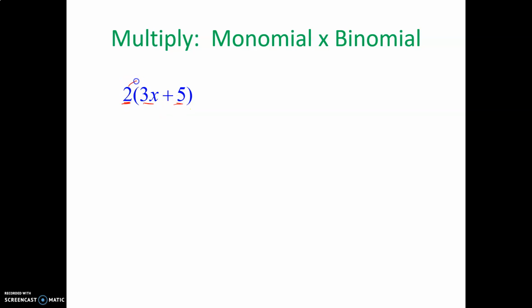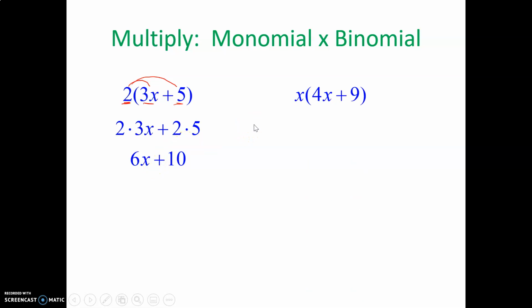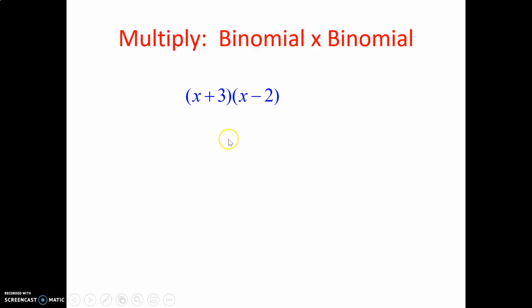When I do that, I distribute 2 times 3x and 2 times 5. So there I'm writing 2 times 3x plus 2 times 5. 2 times 3x is 6x, 2 times 5 is 10. There's another one here, x multiplies 4x plus 9, so x multiplies the first term, plus x multiplies the second term of 9. X times 4x is 4x squared, and x times 9 is 9x.